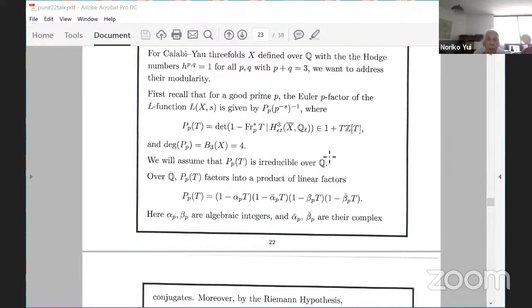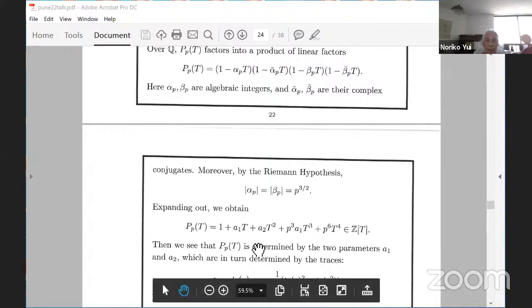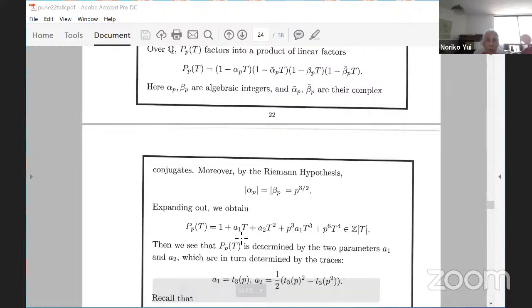But if you have a degree 4 polynomial, now if you go all the way to Q bar, the Weil conjecture says that this will decompose into a product of linear factors, where alpha_p, beta_p are algebraic integers, and then this has to be a complex conjugate. Each reciprocal root has to have absolute value p to the 3 over 2. If you expand this out, we'll get an equation of this kind. So we only get two parameters, A1 and A2, because A3 is p cubed times A1, and A4 is p to the 3 squared. You multiply this out and you get p to the 6.